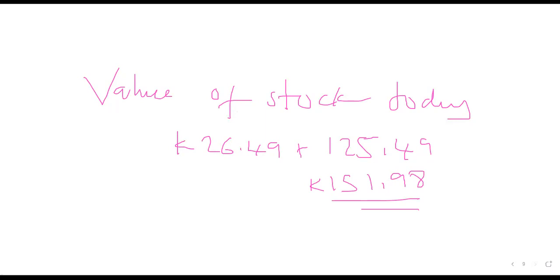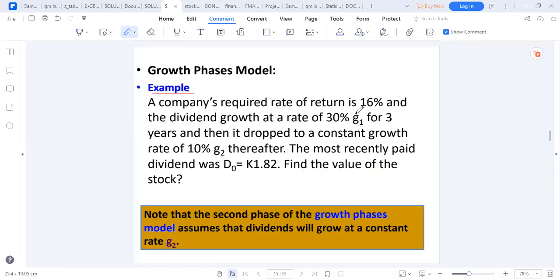So this is the second toughest when we're coming to the topics in stock valuation. Homework is the toughest. So this is the growth model. Let's look at the example from our books or our notes. So we're told the company has a required rate of return, which is 16%. Then we're told that the growth rate for the first phase is 30% for the first 3 years, and it drops to 10% thereafter. The dividend now is 1.82. So we're going to use the first and the second phases.